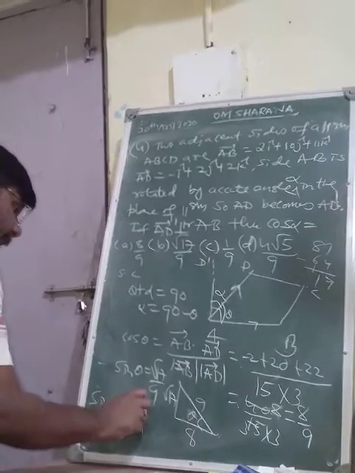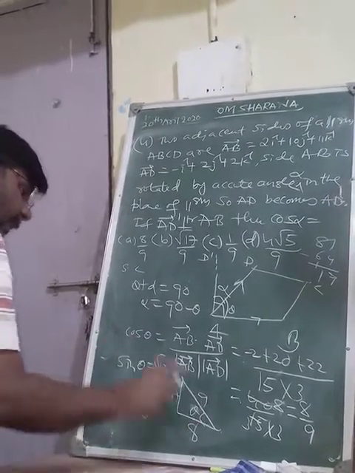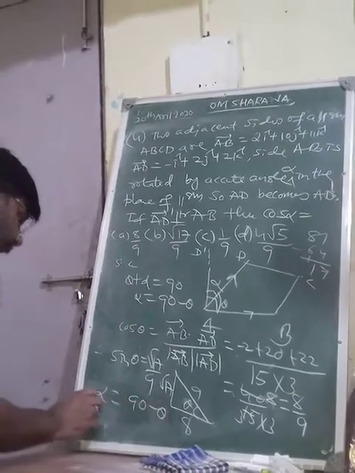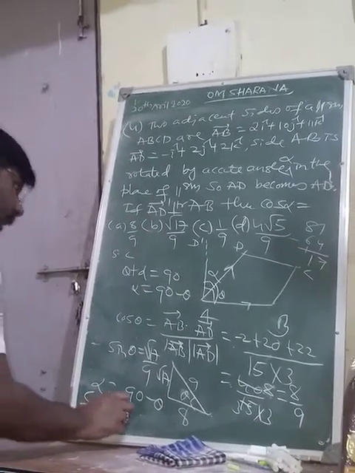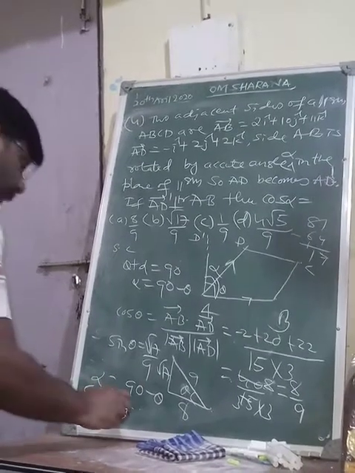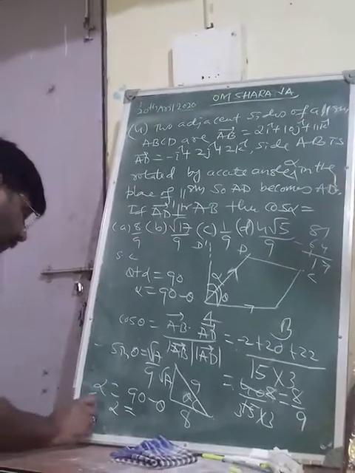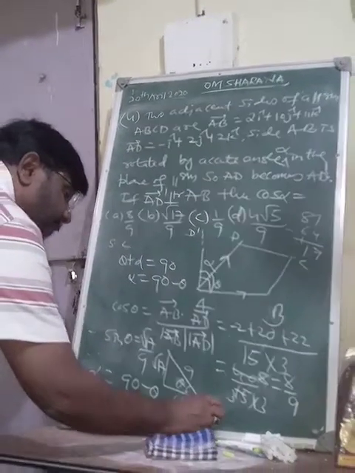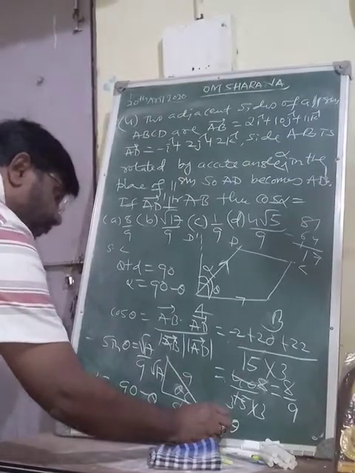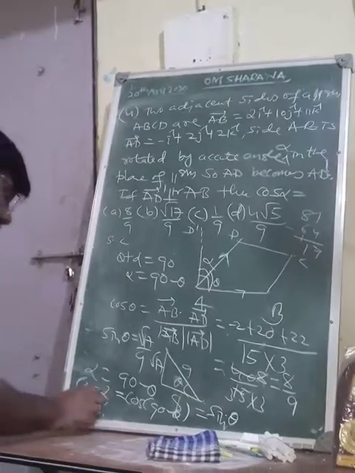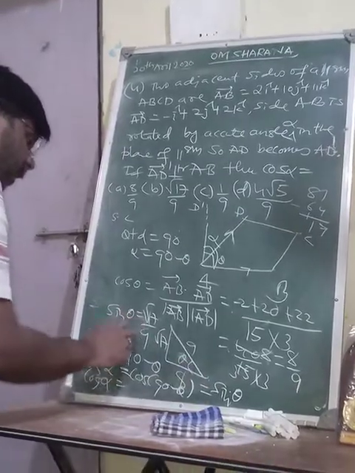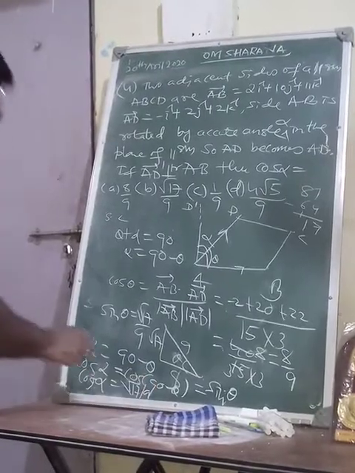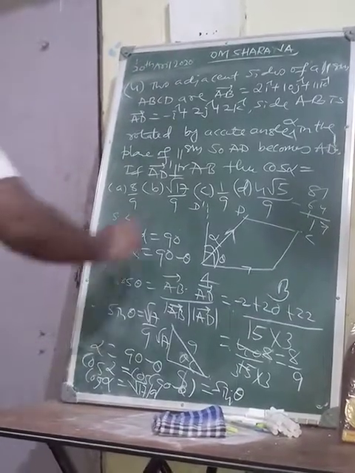Alpha equals 90 minus theta. Applying cos on both sides, cos alpha equals cos of 90 minus theta. Cos of 90 minus theta is sin theta, you know. So cos alpha value is, what is sin theta here? Root 17 by 9. So our correct option will be option B.